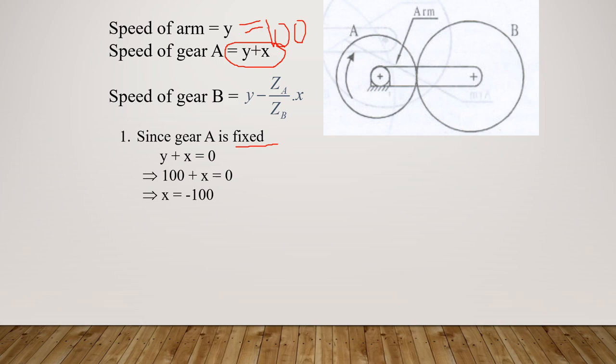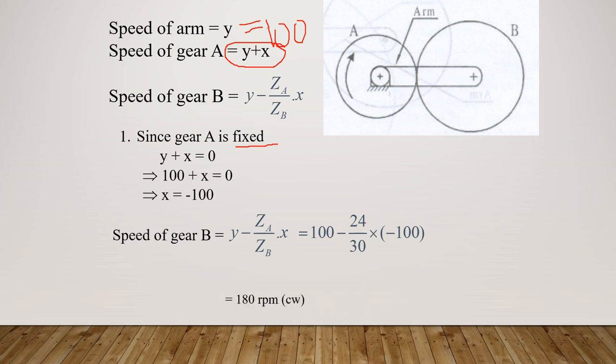Now coming to the speed of gear B, we know the value of y, we know za, zb, and x we calculated just now. So we can solve this expression to find the speed of gear B. Gear B is y minus za by zb into x. Substitute all the values: 100, 24, 30, minus 100 is x. Whatever answer you get is the speed of gear B for case 1. If you compare this with the answer you got in the algebraic method, it will be the same. So this is for case 1.